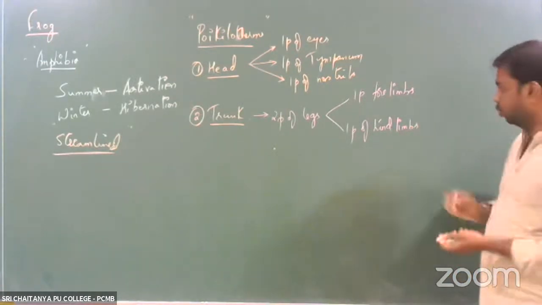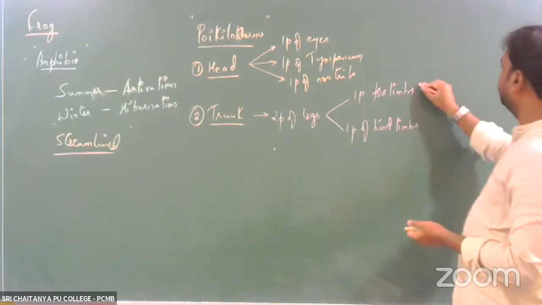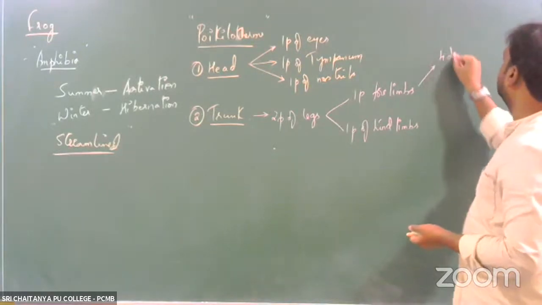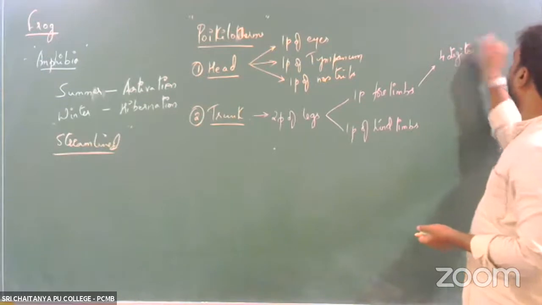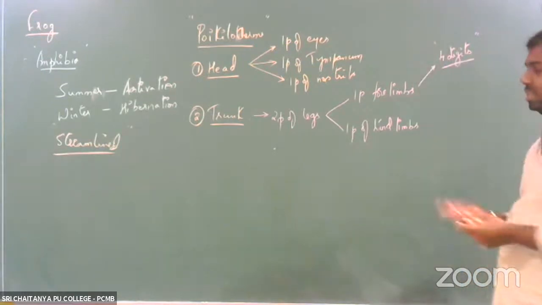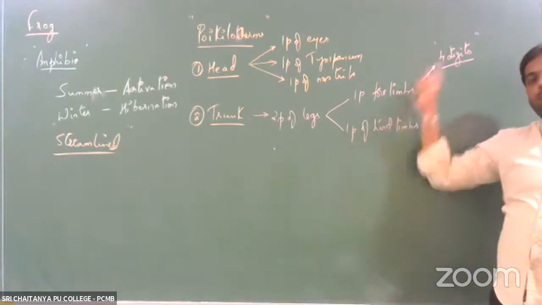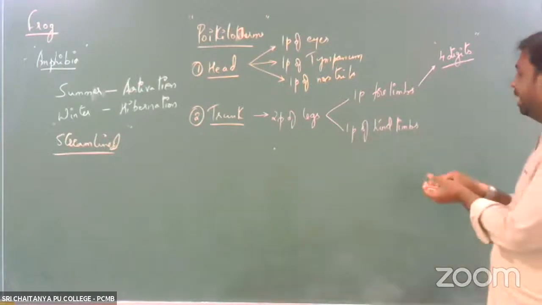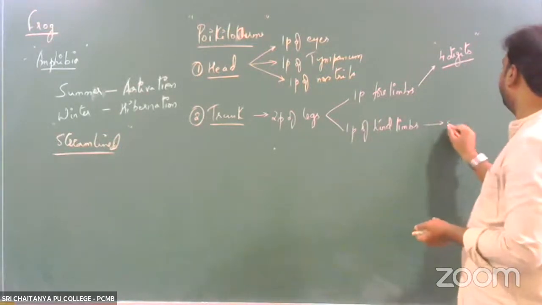Now, important things you need to remember here. Forelimbs have only 4 digits. I hope all of you are familiar with what we mean by digits. Digits are nothing but fingers. Forelimbs have only 4 digits, while the hind limbs have 5 digits.